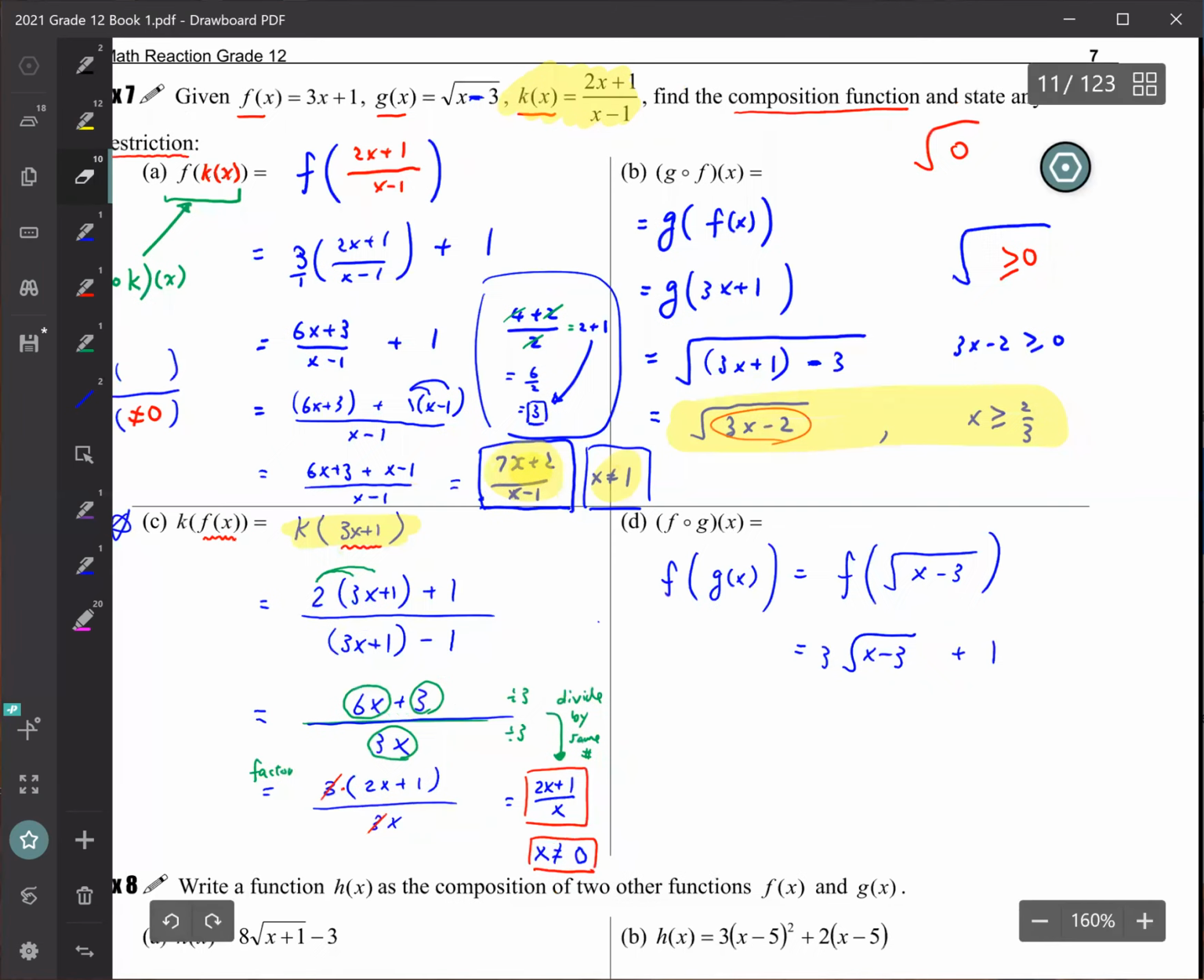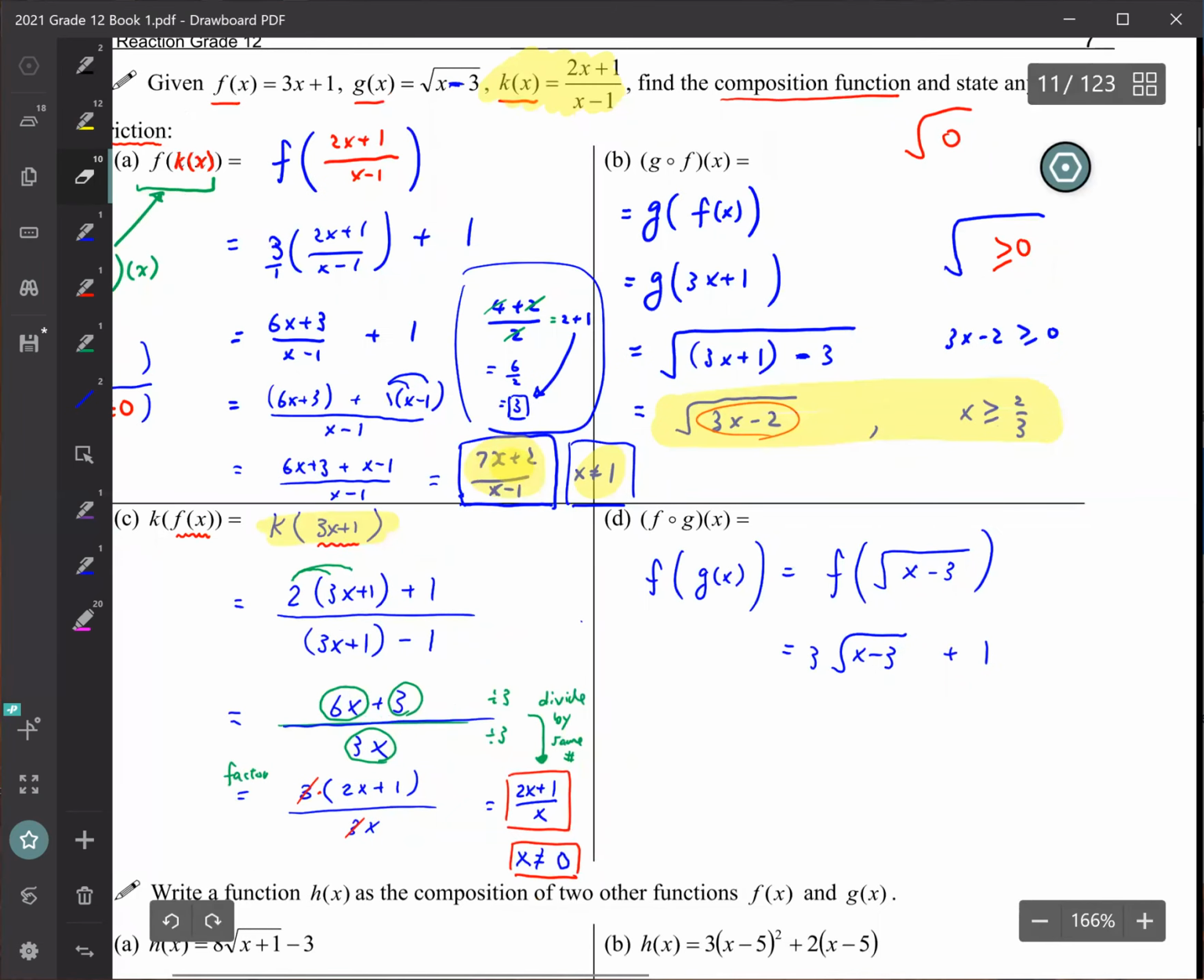Okay. And for this one, everything inside has to stay in, right? So you can't really expand. You cannot take the 3, bring it in, right? The plus 1 cannot be added to the inside. Okay, so that's all, right? You just leave it like that.